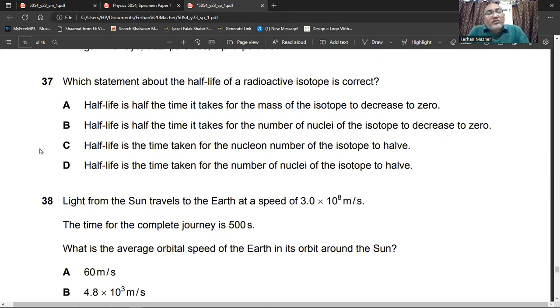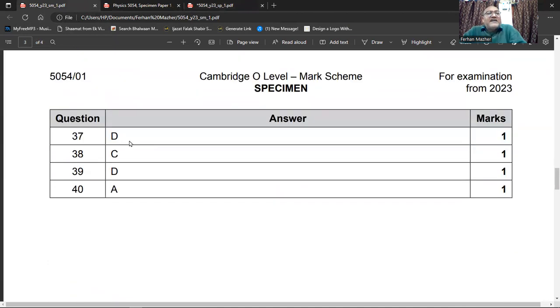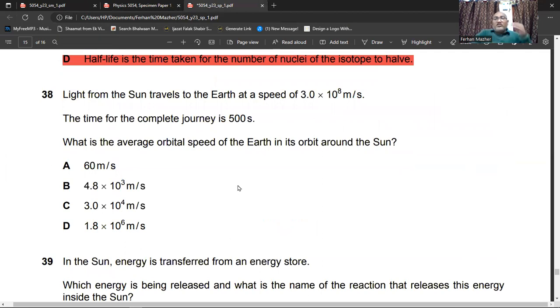Which statement about the half-life of a radioactive isotope is correct? Half-life is the time duration in which half of a sample of radioactive isotope will decay. Half-life is the time taken for the number of nuclei of the isotope to halve. That can be the answer. D looks the best option, sir. I have not yet read what the A and B options are, but the definition which I know: half-life is the time taken for the atoms to become half. They will decay and they will convert into something different. So half-life is the time taken for the number of nuclei of the isotope to halve. So I think D is the option. Question 37, D is the right option. He says, question 38, light from the sun.